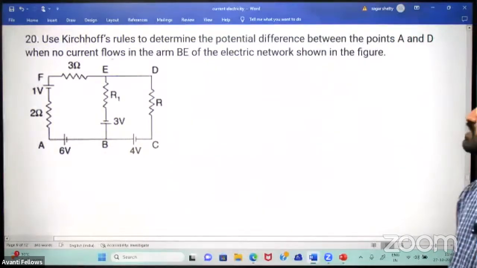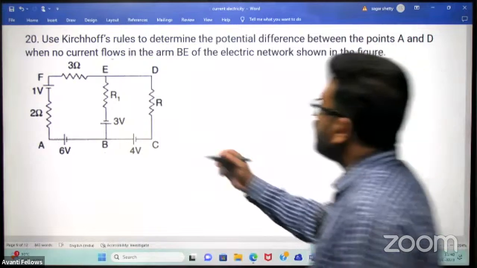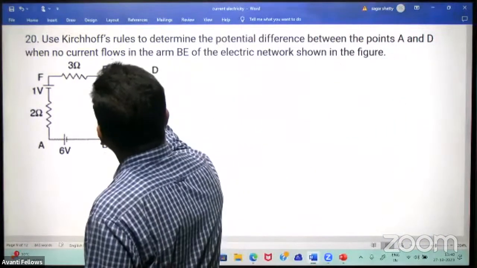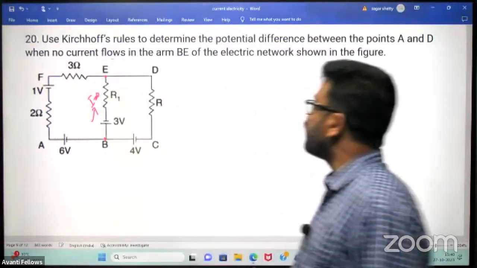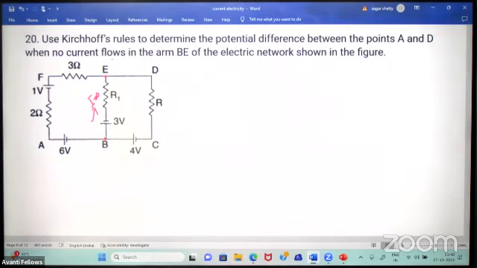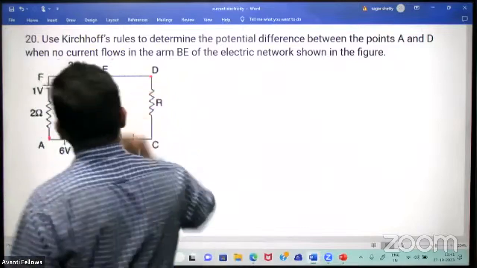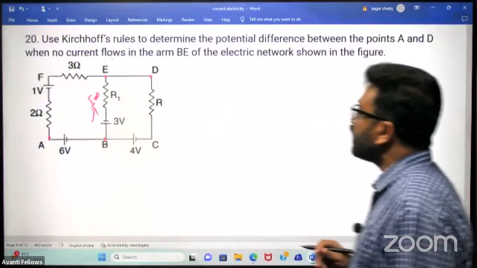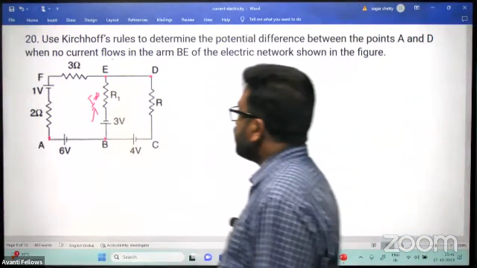Using Kirchhoff's rule, determine the potential difference between the points A and D when no current flows in the arm BE. There is no current from B to E. I here is 0. No current is flowing between B and E. We have to find out the potential difference between the points A and D. Let's see how we can find it.